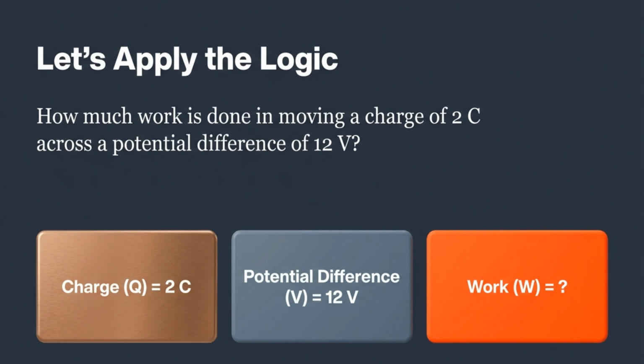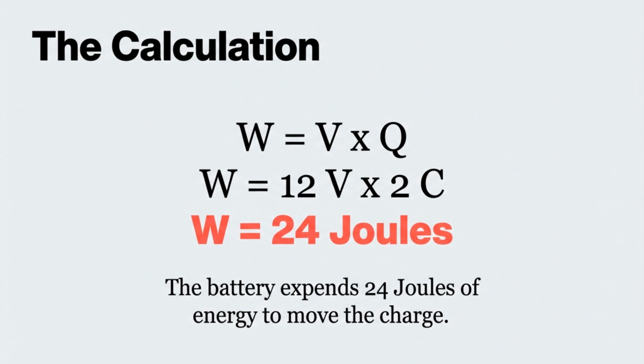Let's apply the logic. How much work is done in moving a charge of 2 coulombs across a potential difference of 12 volts? Using the equation W equals V times Q, we find the work done is 24 joules. This is the energy the battery expends to move the charge.